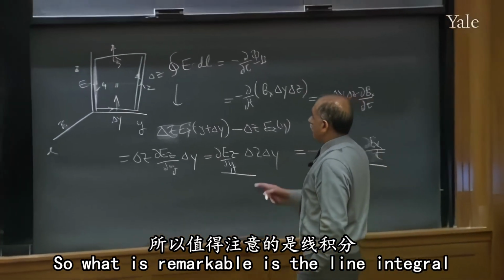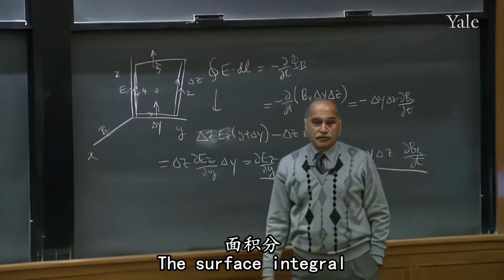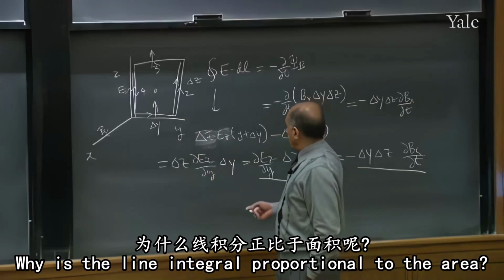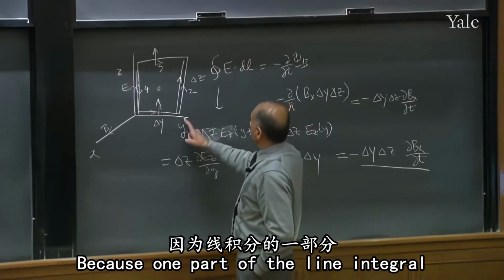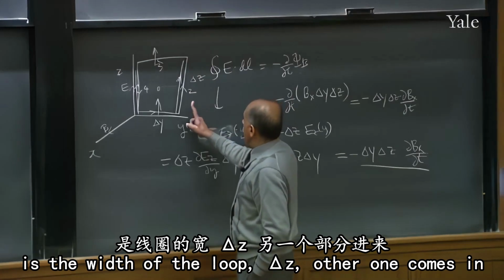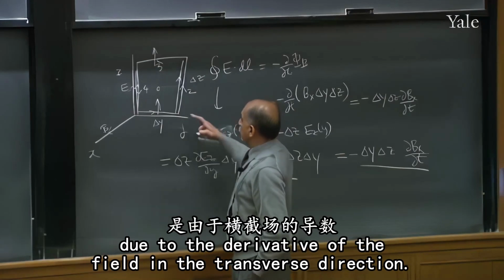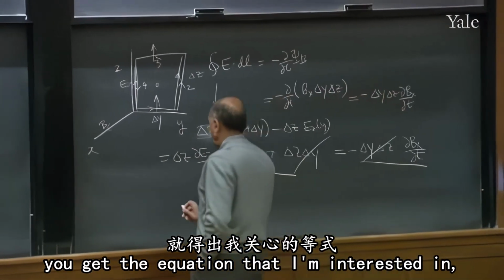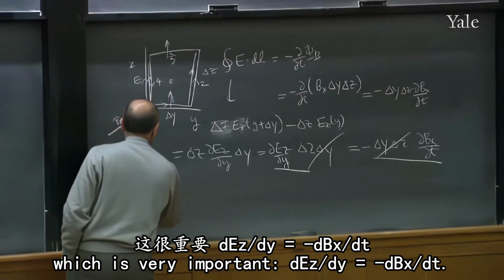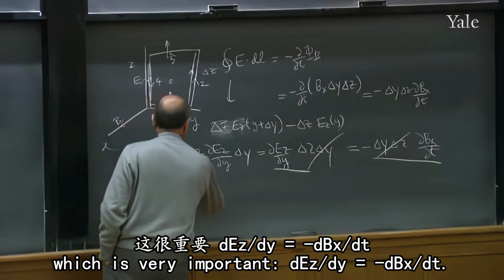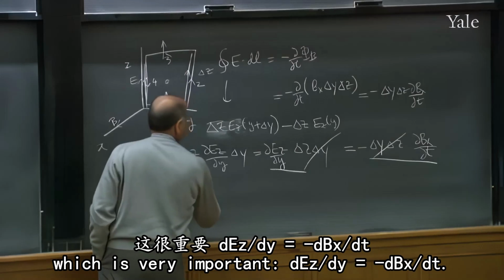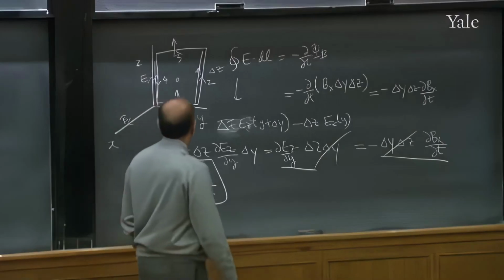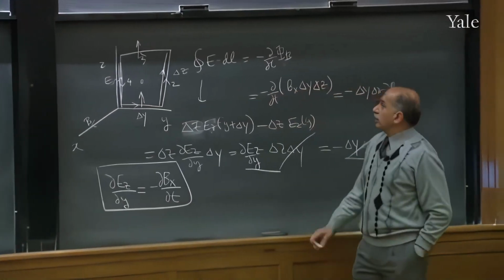So what is remarkable is the line integral and the surface integral are both proportional to the area. The surface integral being proportional to the area of the loop is obvious because it's a surface integral. Why is the line integral proportional to the area? Because one part of the line integral is the width of the loop, delta z. The other one comes in because the extent to which they don't cancel is due to the derivative of the field in the transverse direction. That brings you a delta y. So if you cancel all of this, you get the equation that I'm interested in, which is very important: dEz over dy is equal to minus dBx dt. This came from looking at this equation.